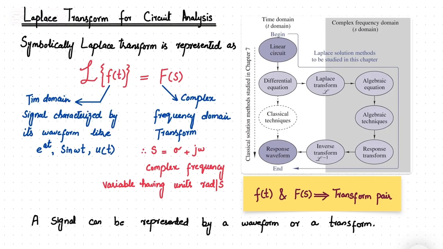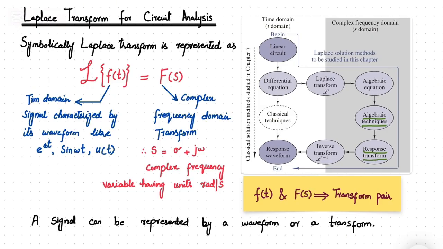How will we be using the Laplace transform for circuit analysis? This flowchart represents the procedure. We will be given a linear circuit, then we will write the differential equation describing that linear circuit. After writing the differential equation, we will take the Laplace transform of the differential equation. Once we have taken the Laplace transform, our differential equation would have been converted into an algebraic equation. And once it is an algebraic equation, we will use algebraic techniques to solve it, and then we will find our response transform.